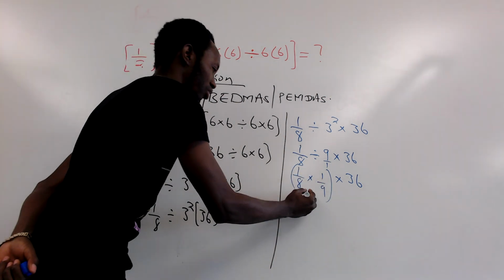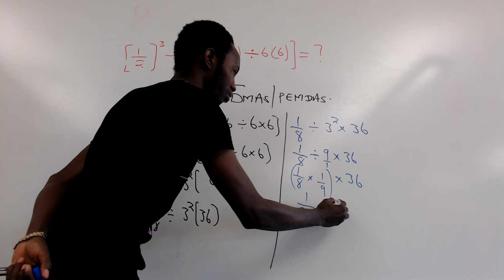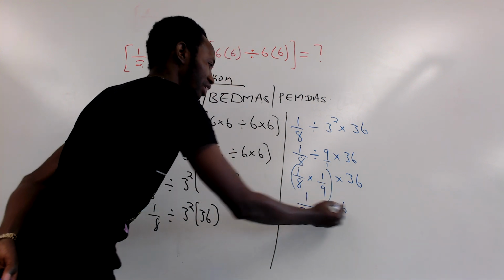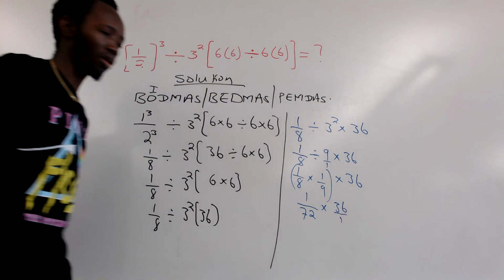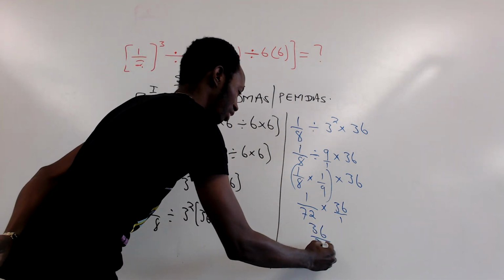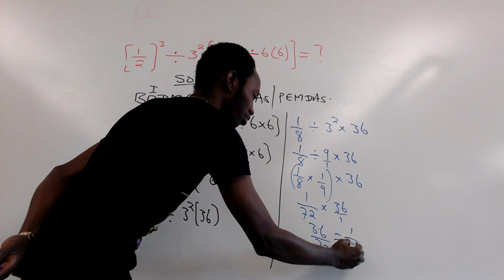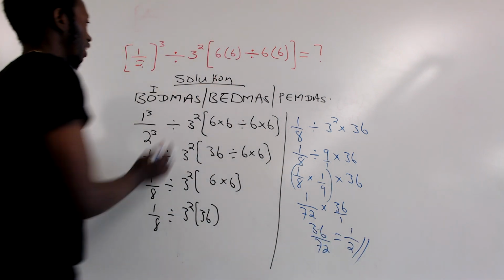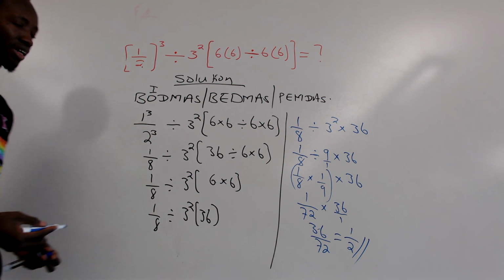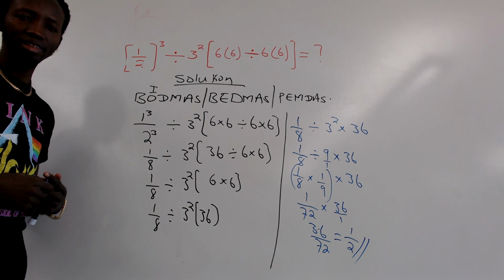So 1 times 1 is 1, and 8 times 9 is 72 times 36. So 1 times 36, because this is the same as 36 over 1, which can be written as 36 over 72. Over simplify, 36 into 36 is 1, into 72 is 2. So the final answer for this is half. I think this is how we are able to simplify that.